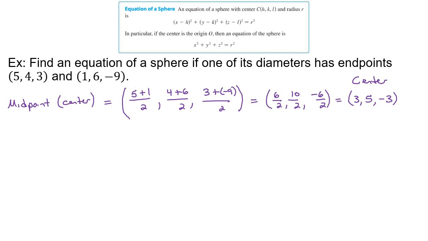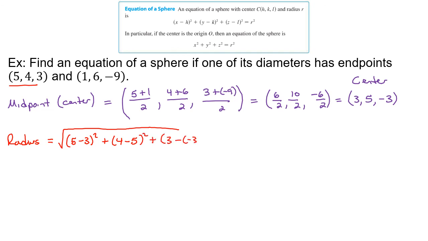Or you could use the center you found and one of those points to come up with the radius, either one. I'm going to use the center. So I'm going to use this first point and that center right there and come up with the radius, which would be the distance between those points. So I'm going to do the 5 minus the 3, the 4 minus the 5, and the 3 minus the negative 3.